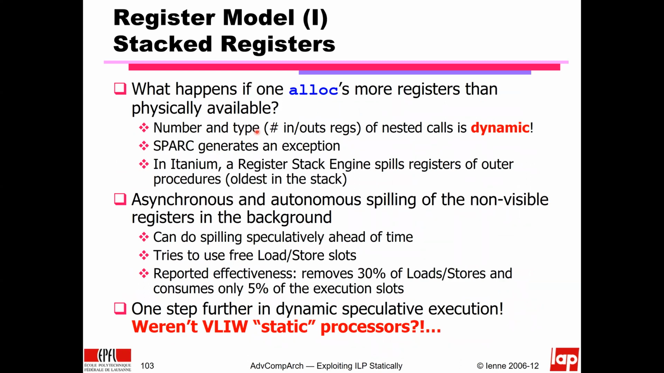What happens in Spark is that when you do too many calls too quickly, one after the other, it gives you an exception, a very specific type of exception for Spark. Then of course the operating system of Spark knows what to do in this case, and basically puts on the stack some of the parameters so that you can get again a set of free registers because you have now saved on the stack.